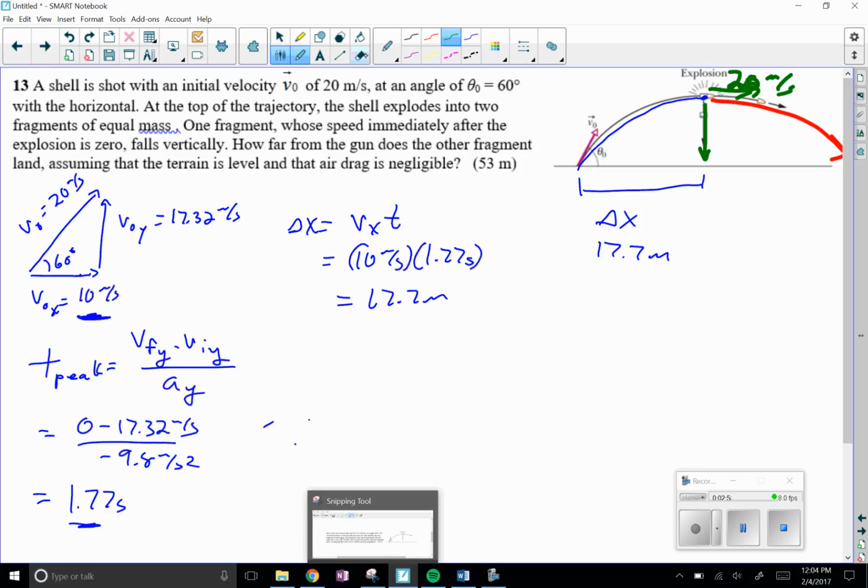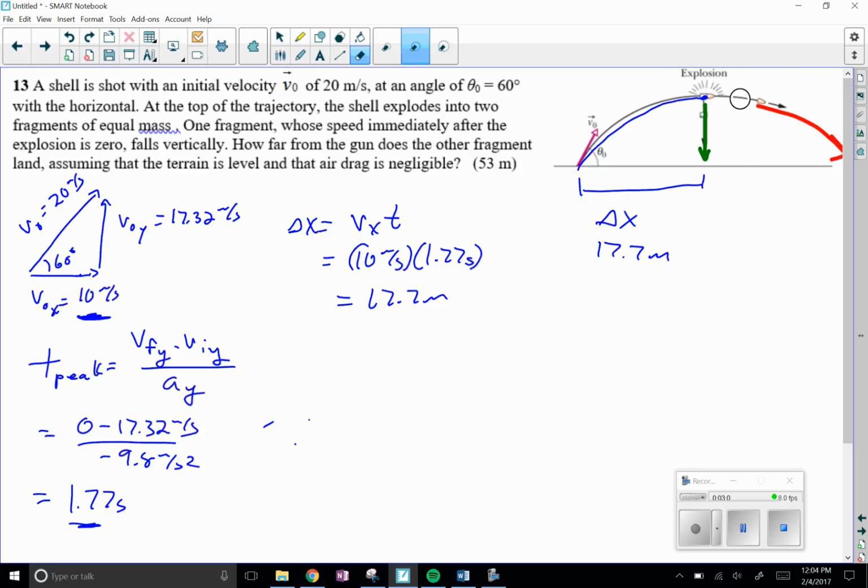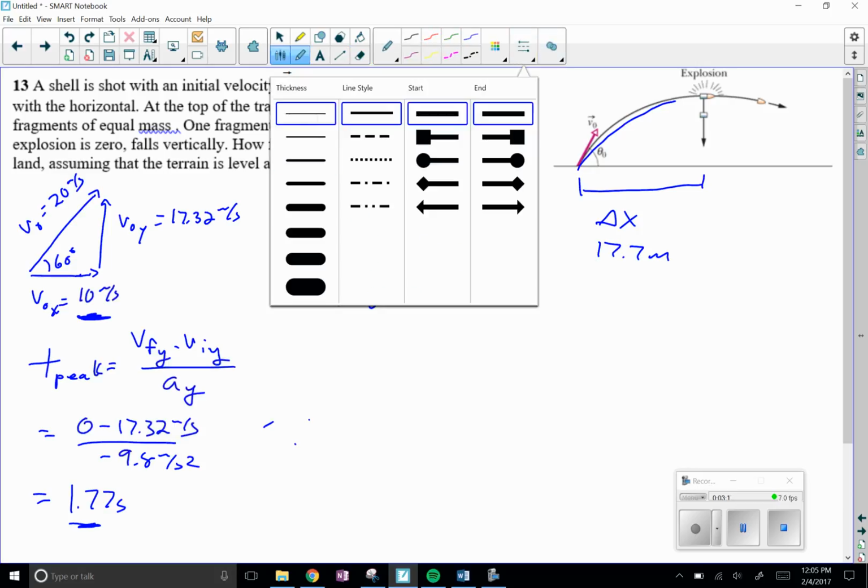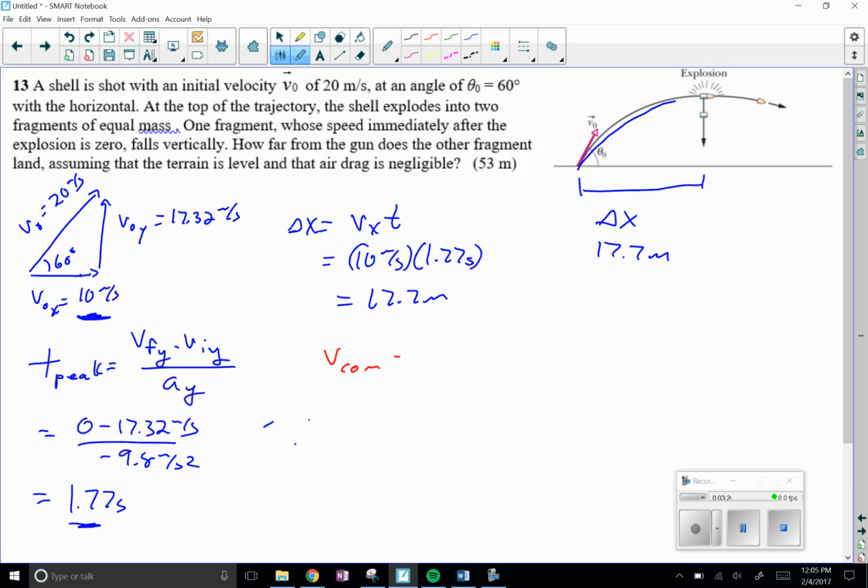So here's maybe another way of thinking about it. I know that the velocity of the center of mass at this point is 10 meters a second, and that's got to stay constant, right? So here is what we can do. I know that the velocity of the center of mass should equal, we've got two chunks, right? So there's the mass of chunk 1 times the velocity of chunk 1 plus the mass of chunk 2 times the velocity of chunk 2 all over the total mass, which is mass of 1 plus mass of 2.